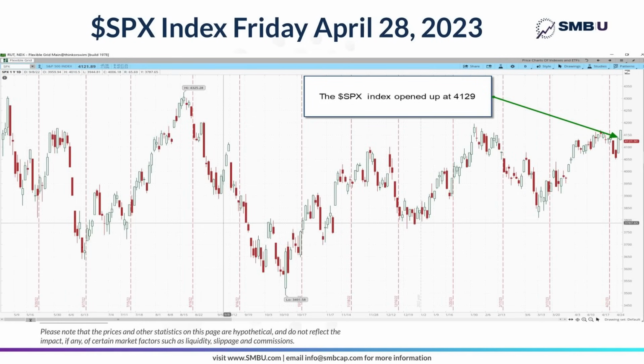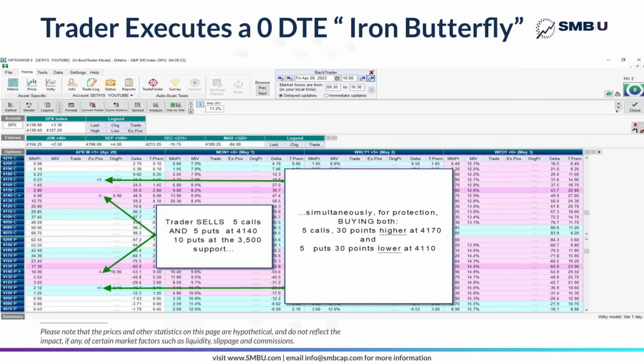With that in mind, let's head back to April 28th, Friday of last week. As you can see, the SPX index opened that day at 41.29. Let's say that around 10 a.m. that day, we pulled up the options chain expiring that day, and we picked the options that are closest to the money, the 41.40s, and we sell 5 of both the 4140 calls and the 4140 puts expiring that day.